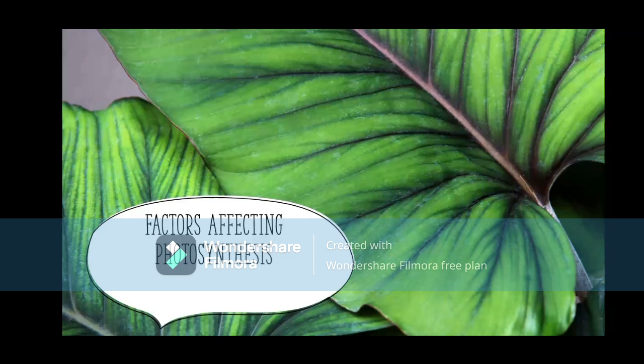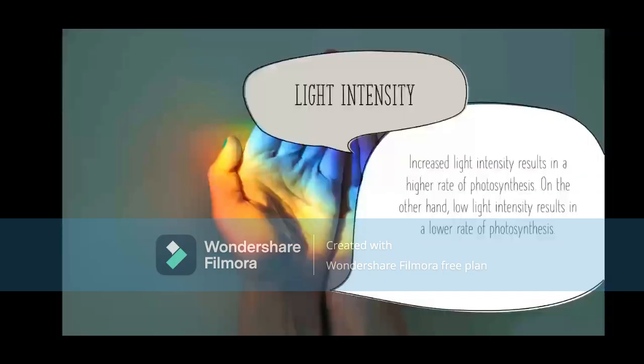Factors affecting photosynthesis. Now, there are many factors that affect photosynthesis. Here, we are going to talk about a few. First one being light intensity. Increased light intensity results in a higher rate of photosynthesis. On the other hand, lower light intensity results in a lower rate of photosynthesis.